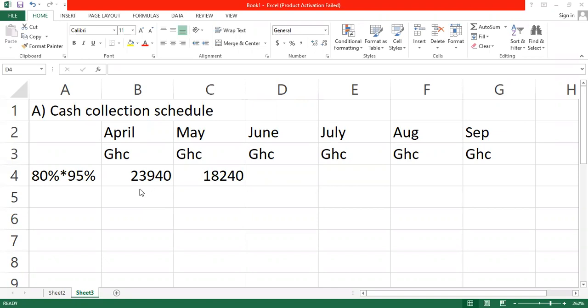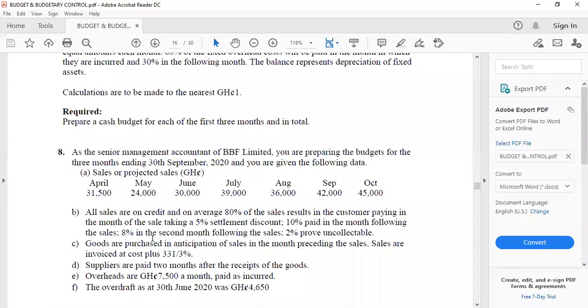Okay, if you find 80% on the 31,500, how much are you getting? 25,200. So if you are giving 5% out, it means that you are going to be receiving what percent? 95%. So just multiply that answer by 95%. Are you okay now? Yes, please.